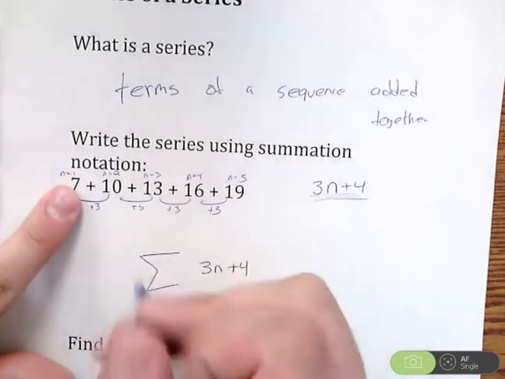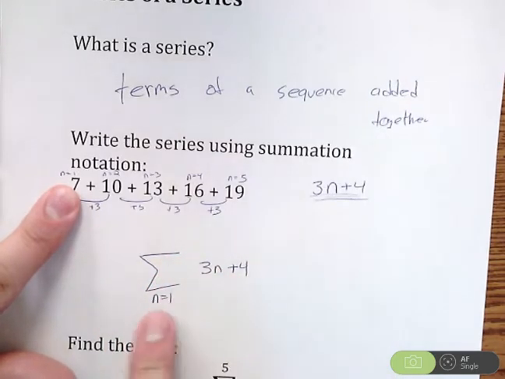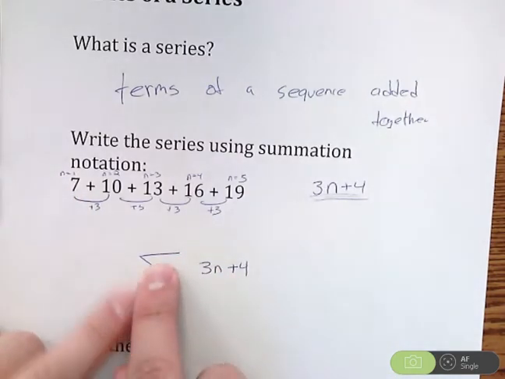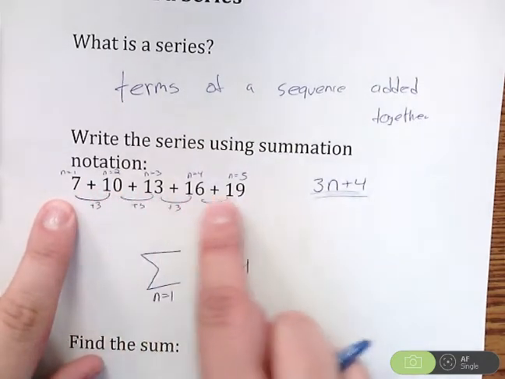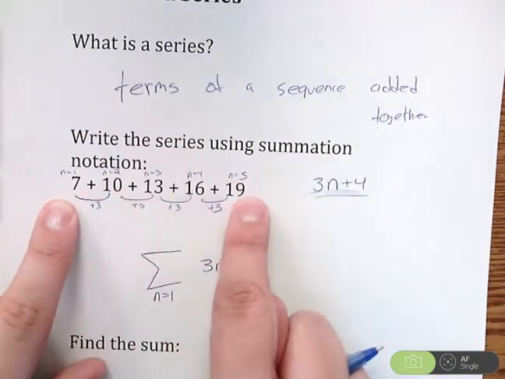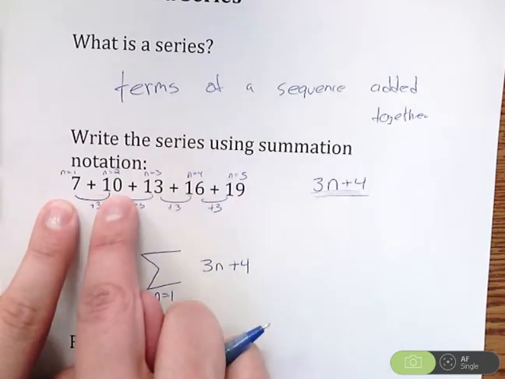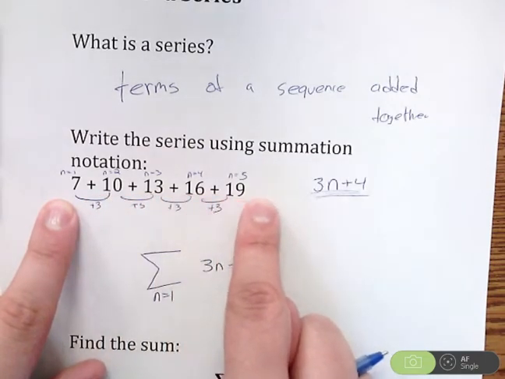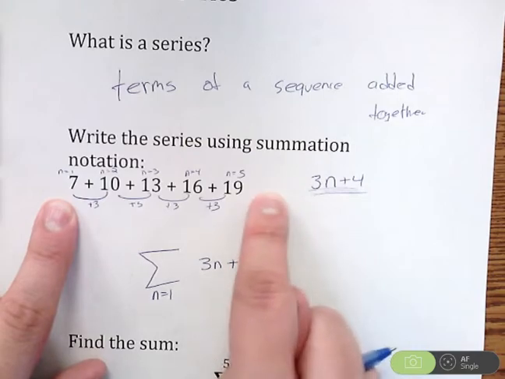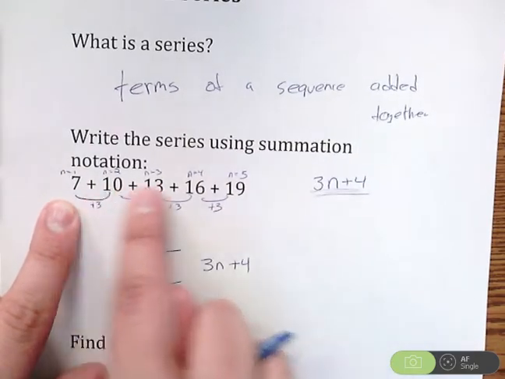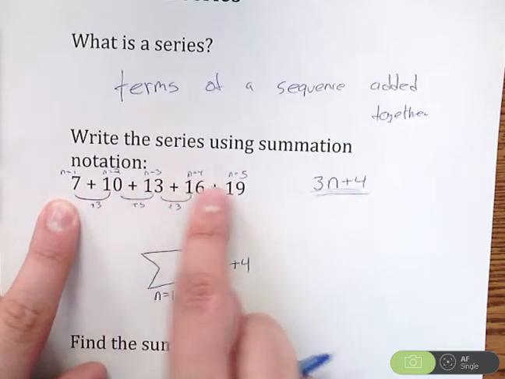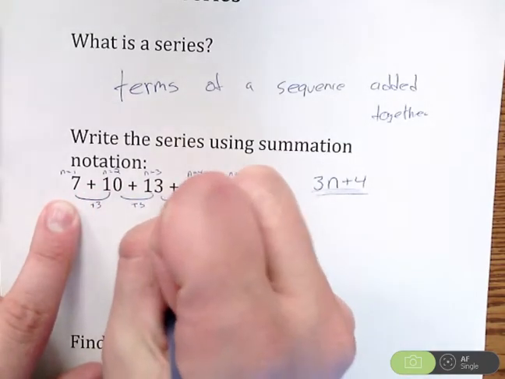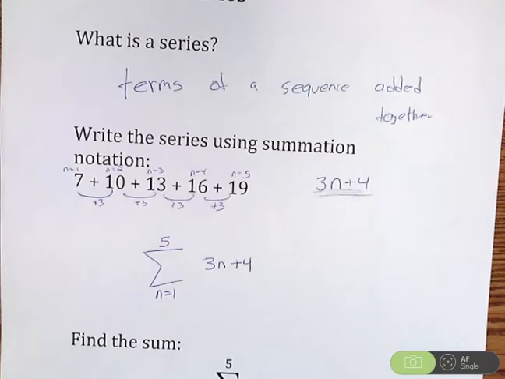We started with n equals 1, so I put the starting point on the bottom, and I need to put on top, where do we end? Is this infinite and goes on forever and ever, or does it end? As you can see here, we go 7 plus 10 plus 13 plus 16 plus 19, and there's nothing else there. There isn't a plus dot dot dot. So there is an ending, and I need to figure out where that ending happens. This is the first, second, third, fourth. It happens on the 5th term. So we're going to put a 5 up top.